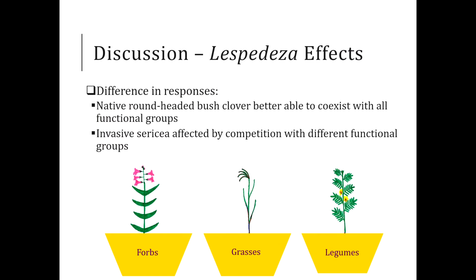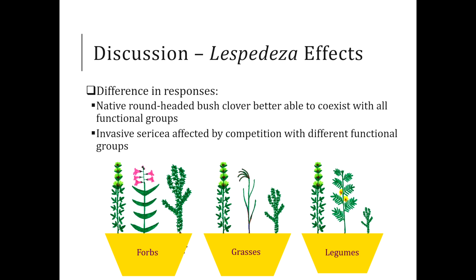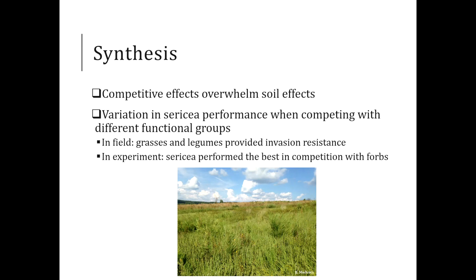So again, tying that all together and adding on this little chart here, we see that the native Lespedeza grew similarly, and then the invasive Sericea definitely had different performance, different growth. It didn't do as well growing with legumes, and it performed the best growing in competition with forbs. So again, kind of putting this all together, we did see a stronger effect of those competition effects, those above ground effects, than those soil effects, okay? And we did find a variation in how Sericea performed when competing with different functional groups. In the field, we saw grasses and legumes provided some invasion resistance. And in the greenhouse experiment, we saw that Sericea performed the best when it was in competition with forbs.